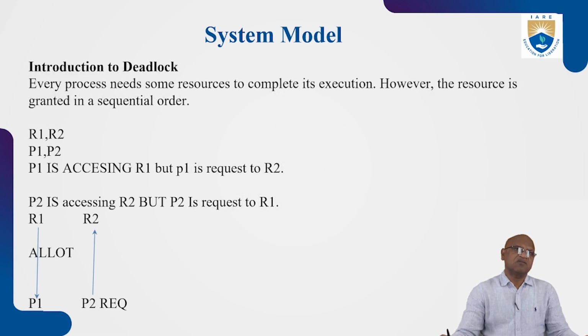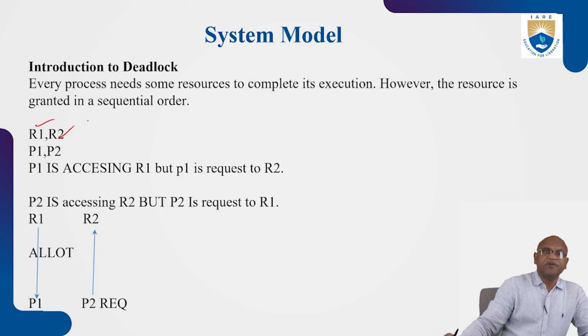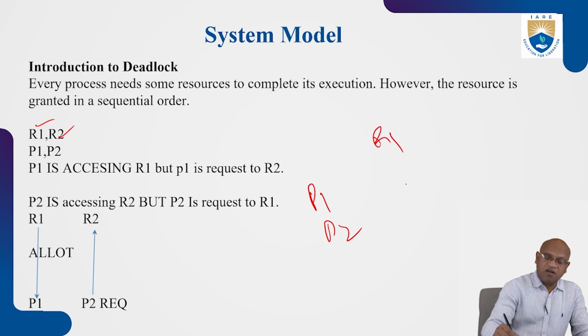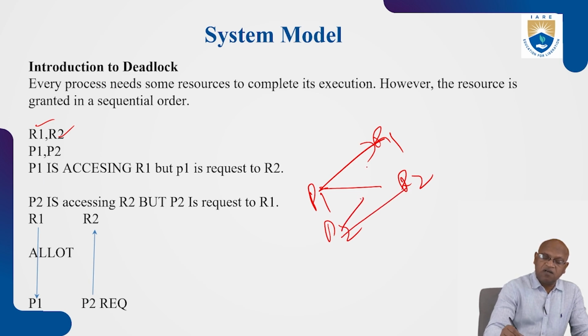Every process needs some resources to complete the execution. However, the resource is granted in a sequential order. Suppose R1, R2 are resources and P1, P2 are processes. P1 is accessing R1, but P1 is requesting R2. Already P1 is holding R1 and it is requesting R2. At the same time, P2 is holding R2 and it is requesting R1.